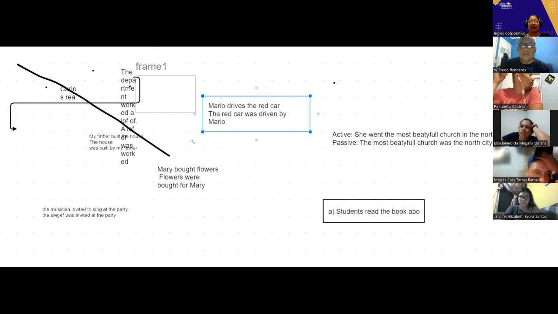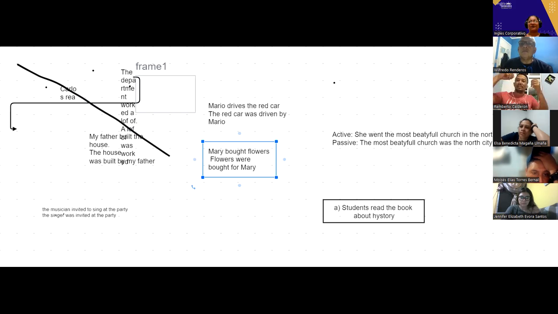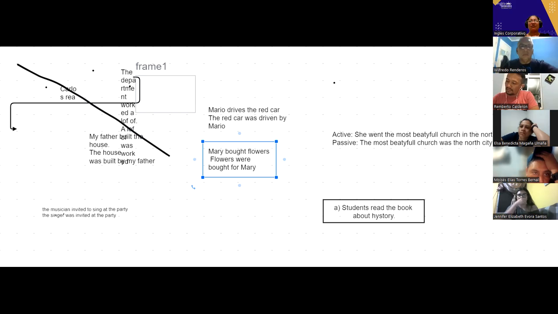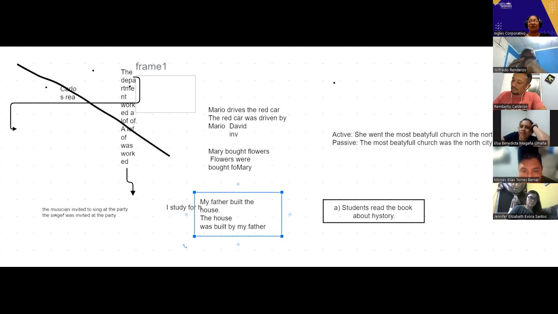Then I have another one. Mary bought flowers. Flowers were bought by Mary. Remember that if you want to include the agent, you need to say by, not for. I have another one. My father built the house. The house was built by my father. Okay.